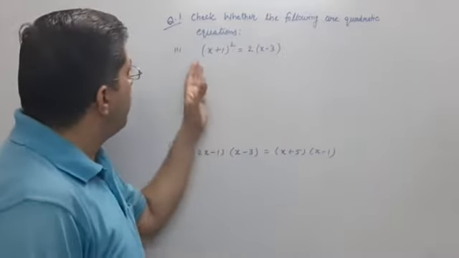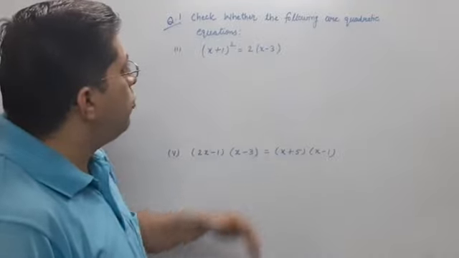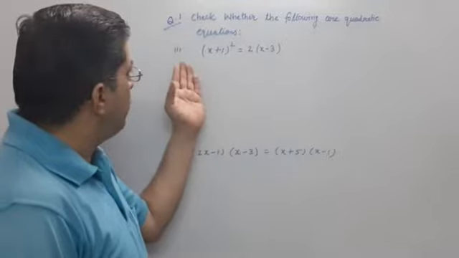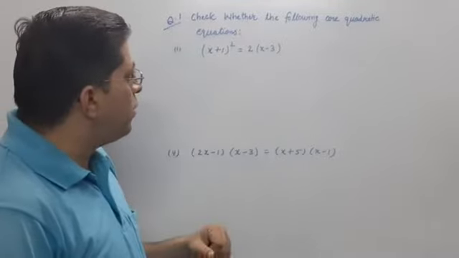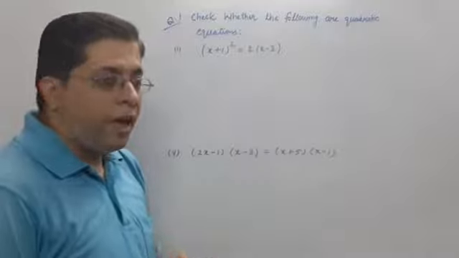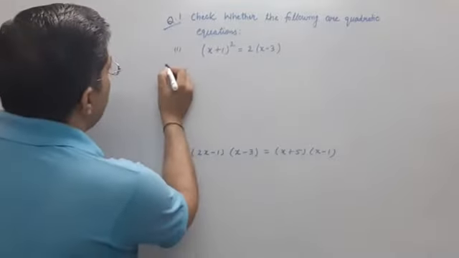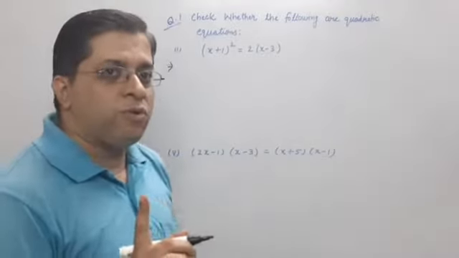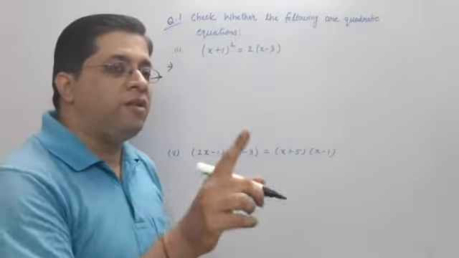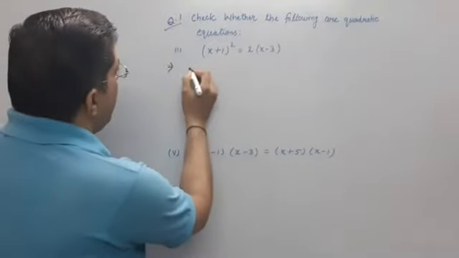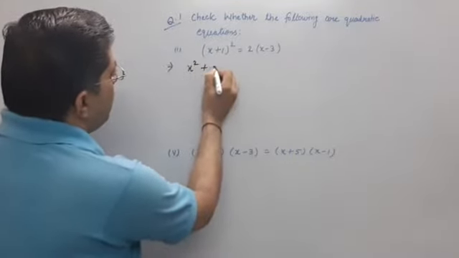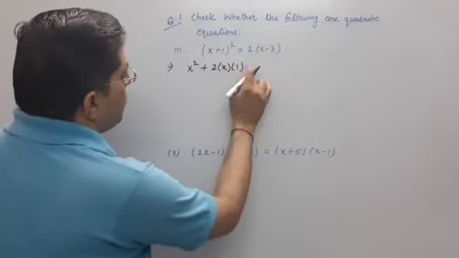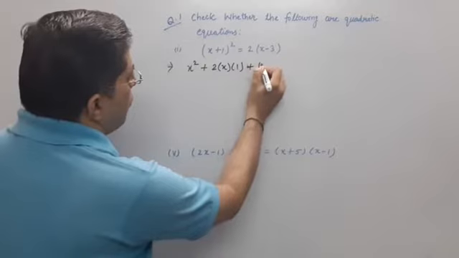Now come on, first question. Check whether the following are quadratic equations or not. First question, first part is x plus 1 whole square is equal to 2 into x minus 3. Come on, see what to do. This is your a plus b whole square, no? What is a plus b whole square? a square plus 2ab plus b square. Here a square is x square, 2ab, this is 2ab, plus b square. b square is what? 1 square.